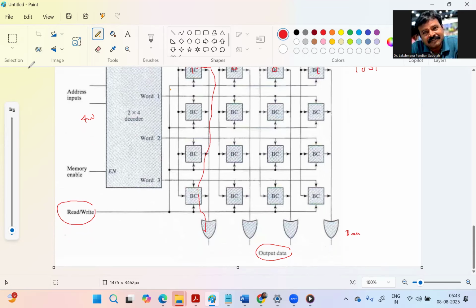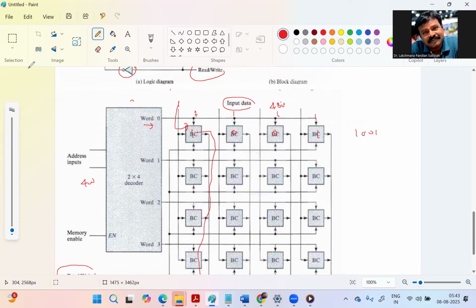Here we have a decoder, and the decoder has the address lines. We are giving the addresses 00, 01, 10, 11, that is 0, 1, 2, 3. So the address line goes to the decoder. If you have 00, it will enable that line. If 01, it will enable this line. If 10, it will enable this line. Then 11 will enable this line.